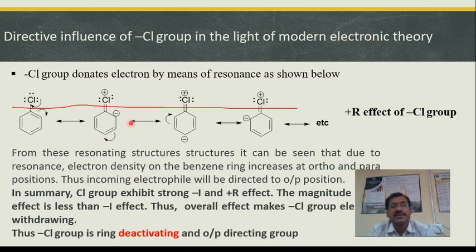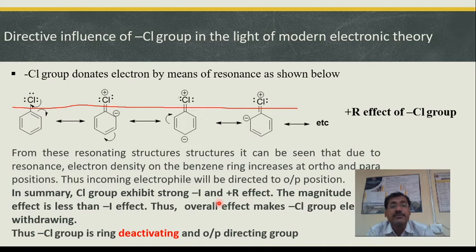So from this one can easily conclude that, and where is this electron density increase? Especially at the two ortho and the para position. There is no change at the meta position. You can see the meta position in all the 4 structures. So there will be 2 effects operating here. One of them is minus I and the second one is plus R.